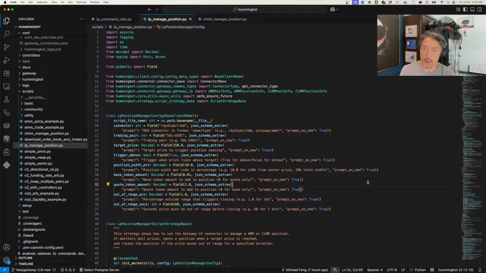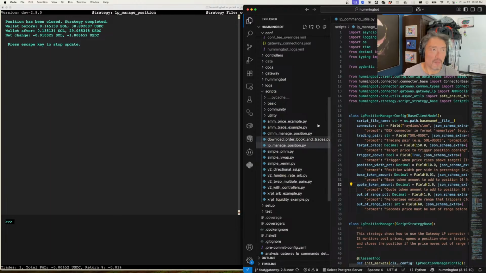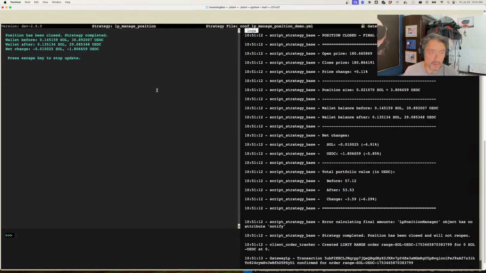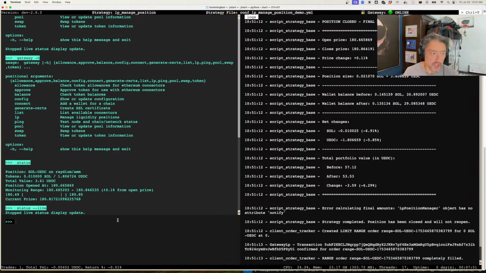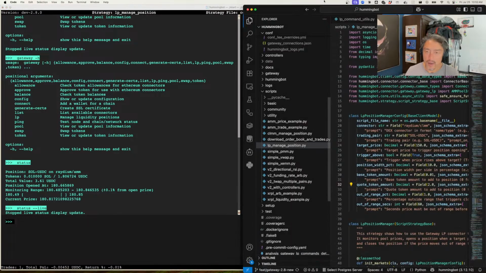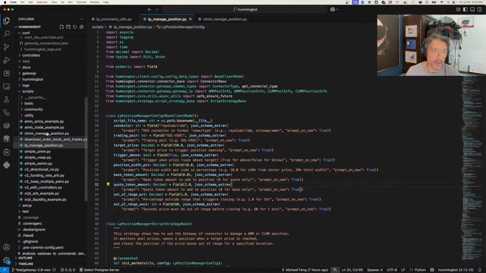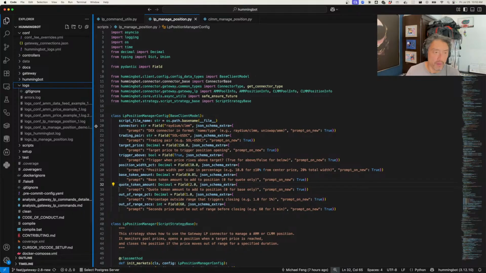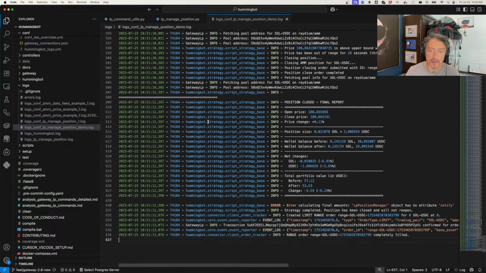All right, so that was basically it. Oh, great. We actually did see a completion. This is important. We did see a completion of the strategy, and we actually have a log here. The logs will give a summary of what happened, so we can open up the logs, open up the LP management commission demo, and we can see at the very end what happened.